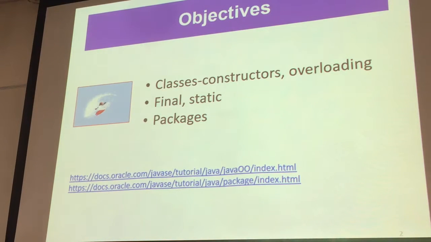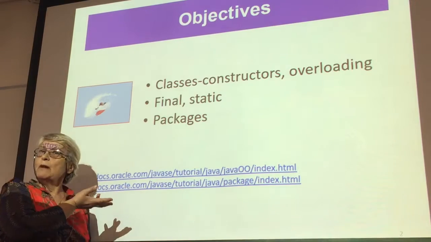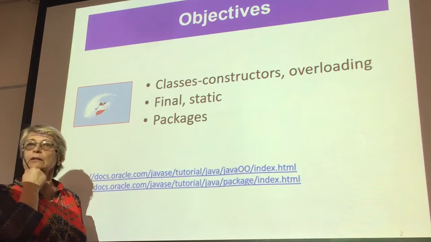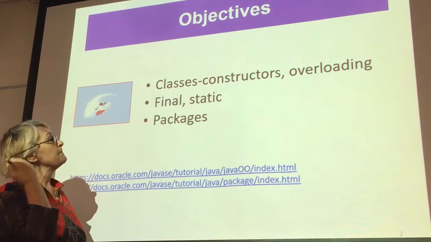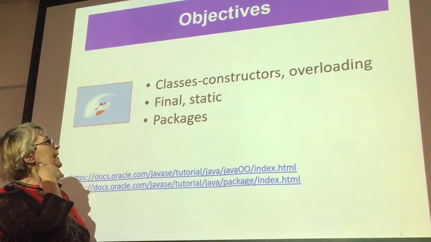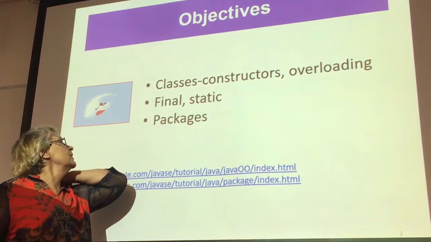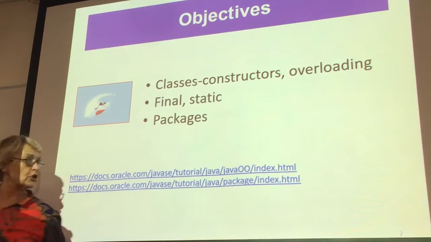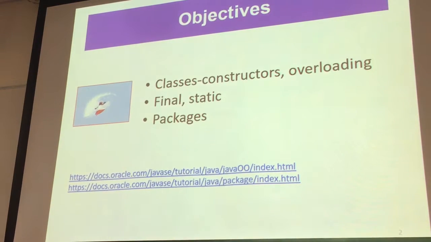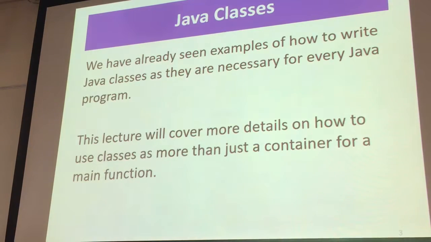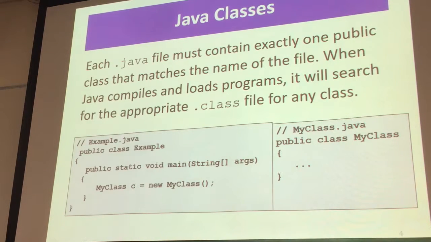Okay. We will try to compare constructors as provided by Java and constructor provided by C++, and I will ask you to tell me what differences you see. We will look at overloading and see what final keyword does in Java, static members compared to C++ static members, and packages. These are good websites, so to enrich your knowledge. We have seen classes because they are needed for everything you write in Java. Today we will look into more details.